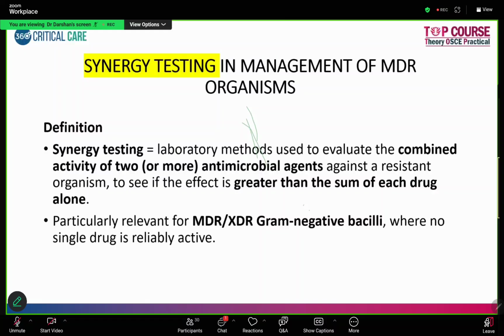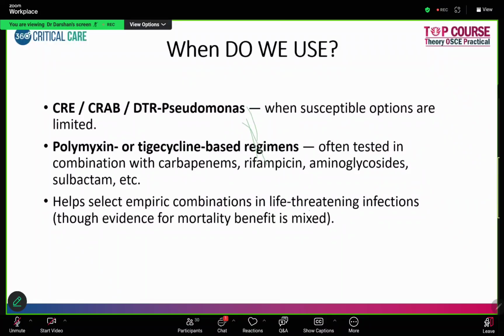So they just want to see if 1 plus 1 adds up to 3 or more, just a rough estimate. They just want to see if this combination works against that particular MDR sepsis. Majorly it is useful for MDR or XDR, and PDRs you can also go ahead and use it. We just need to see if the combination therapy breaks the resistance pattern.